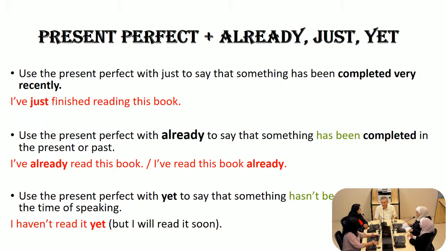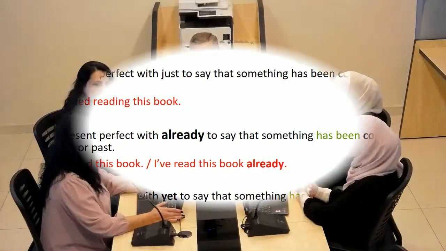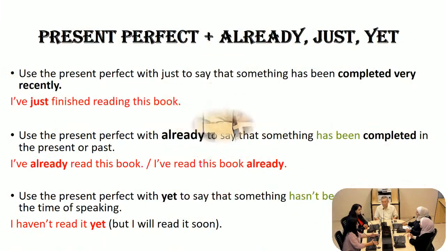So the position of already can be at the beginning, or between, or after have, or at the end. Not like just. Just only comes between have and the past participle. Now the last one: use the present perfect with yet to say that something hasn't been completed by the time of speaking. So here the action is not completed. I haven't read it yet, but I will read it soon. Actually, we use yet with questions and negative statements.